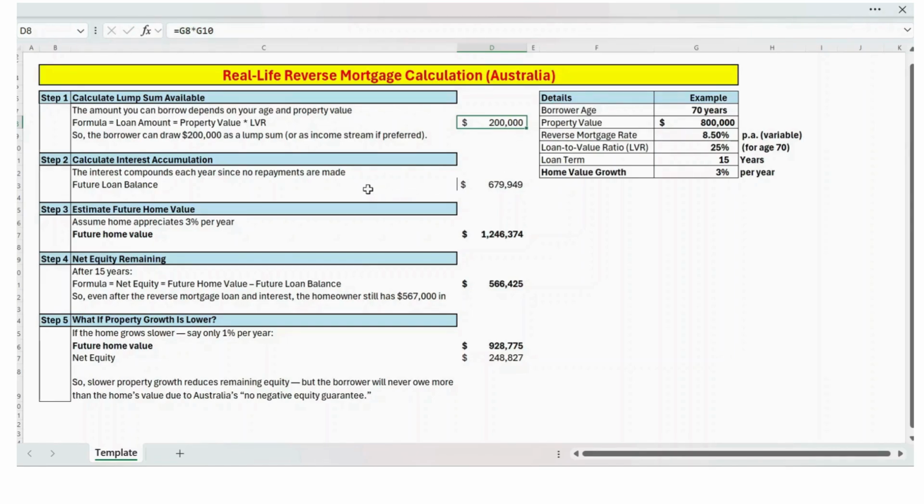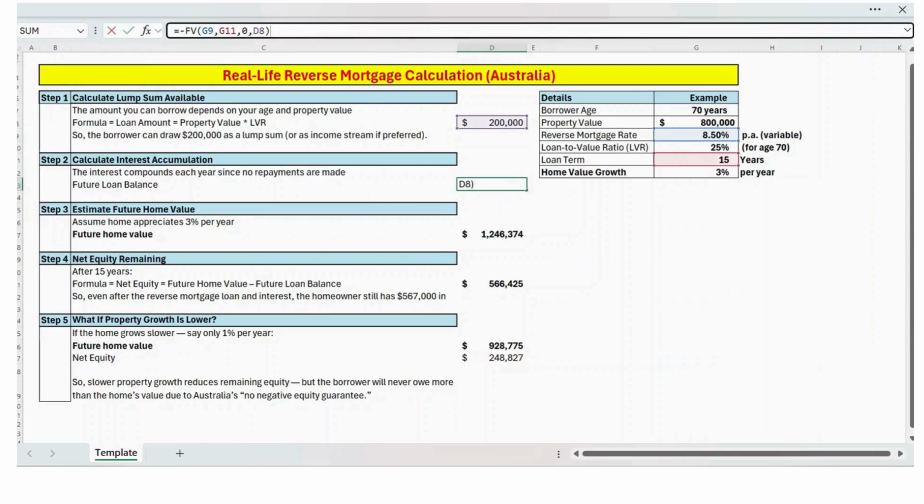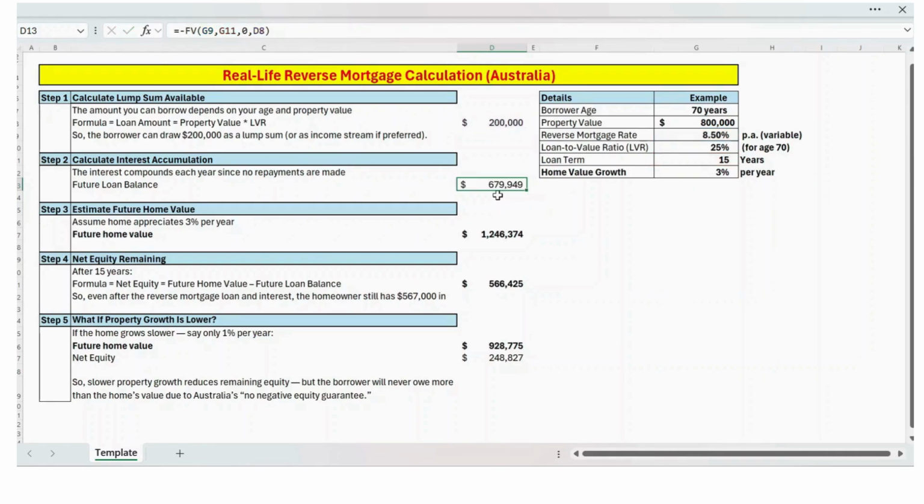Now, step 2 is where it gets tricky. Because you're not making repayments, the interest gets added to your balance. Let's assume an interest rate of 8.5% per annum. We're going to look at this over a 15-year term. The formula for compound interest is brutal. If we calculate the future loan balance, that initial $200,000 debt after 15 years at 8.5% interest blows out to approximately $679,000. That's a big number.